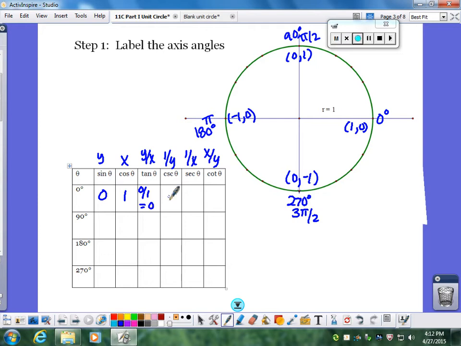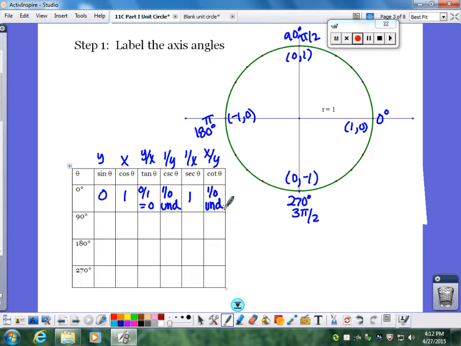Alright, now we do the reciprocals. The reciprocal of 0 over 1 is 1 over 0, which is undefined. Alright, the reciprocal of 1 is 1. And the reciprocal of 0 over 1 for cotangent is 1 over 0, which here again is undefined.